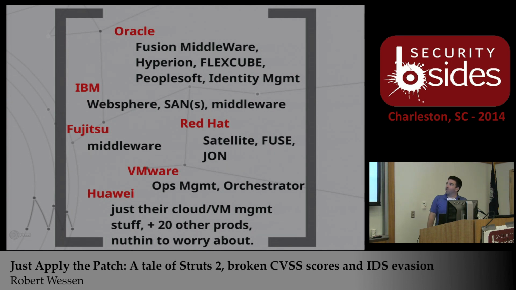Fujitsu, some middleware that, I saw the name of the middleware, and I'm just like, this is straight out of Office Space or something. It was like the Fujitsu business analytics cloud platform middleware. I'm like, okay, whatever, sure. I've never seen that one myself. VMware, ops management and orchestrator products, and then Huawei, they have it in a ton of their stuff. And it's just their cloud and VM management platform, that's all. Nothing big, no problem here.